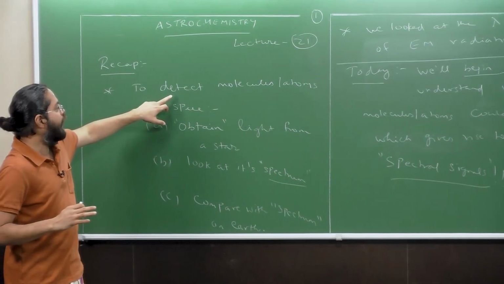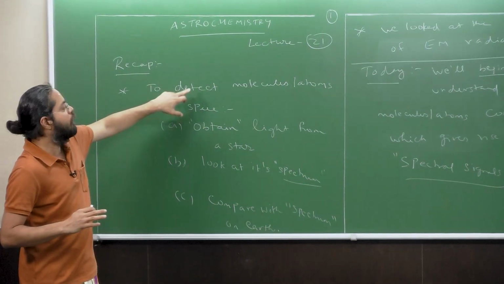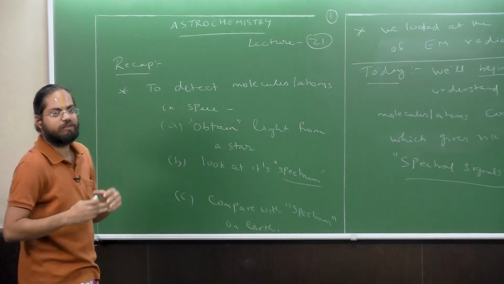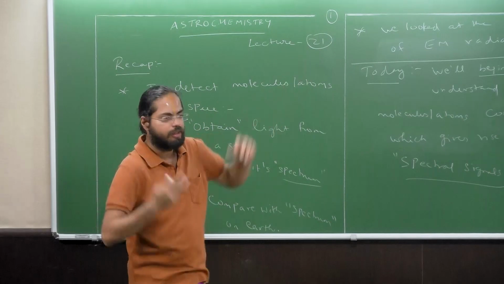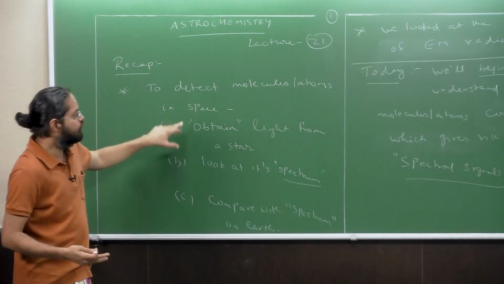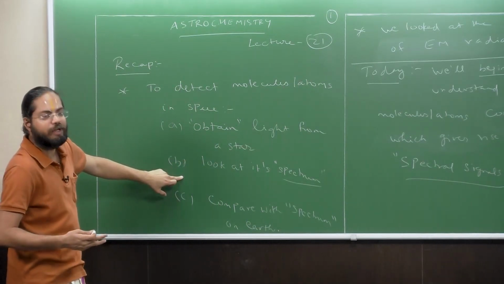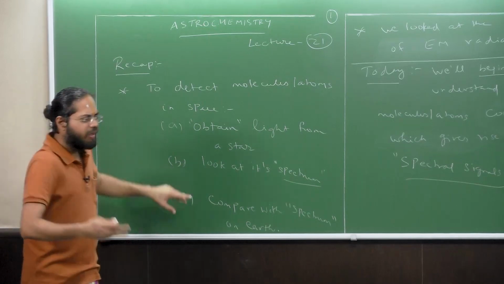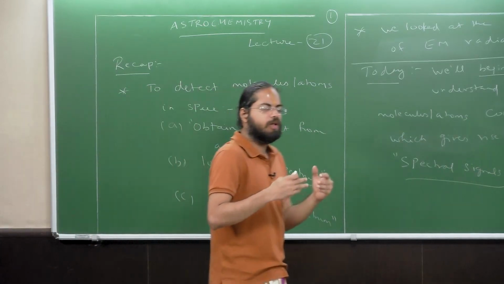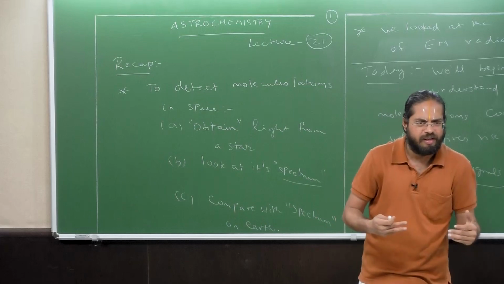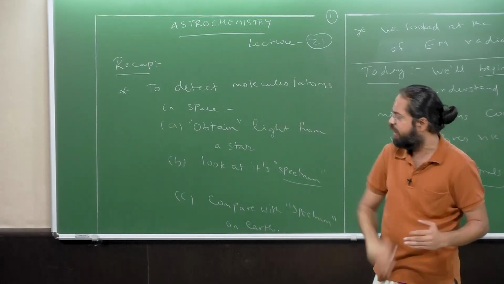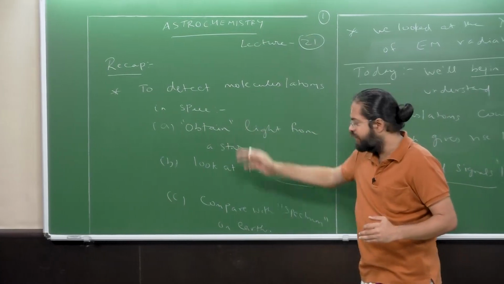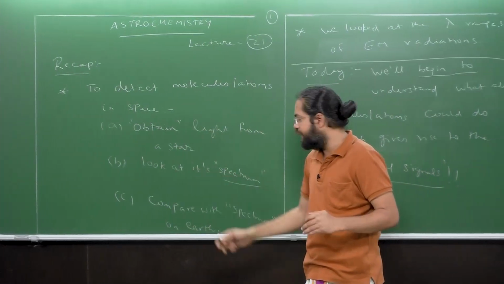So we saw that molecules could be detected in space by obtaining light from a star. For example, you obtain the radiation from the sun. That is how you start. So you obtain light from a star and you look at its spectrum. Now, what is a spectrum? A spectrum, as we understand it in our class currently, is simply a list of energies of various electromagnetic radiations.